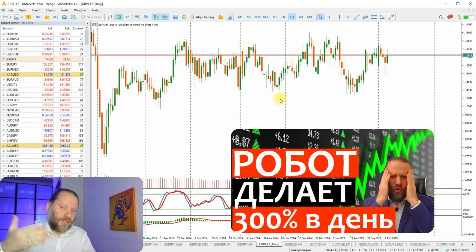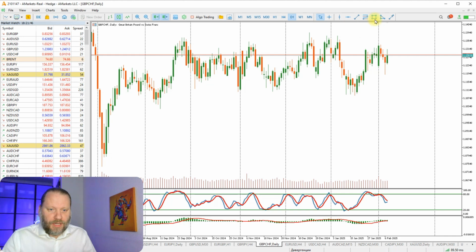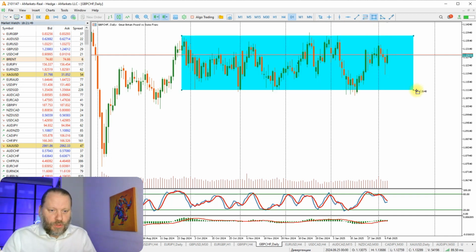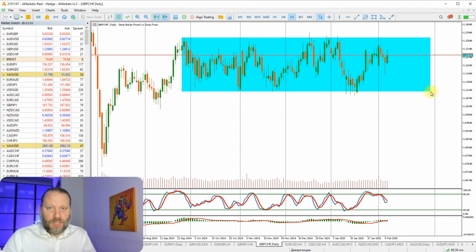If it fits, then we will definitely sell from here and earn on the decline. Now the currency pair is British pound, Swiss franc. This currency pair is currently in a gorgeous sideways trend. This is the D1 chart, and you can use this currency pair to trade with a trading robot.